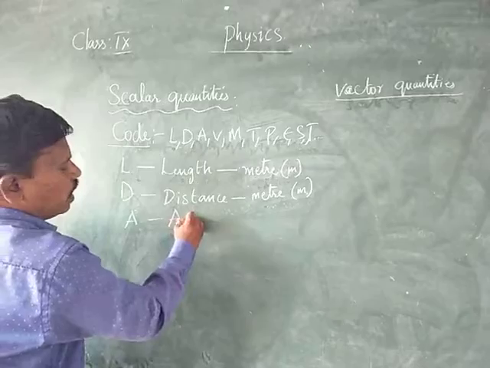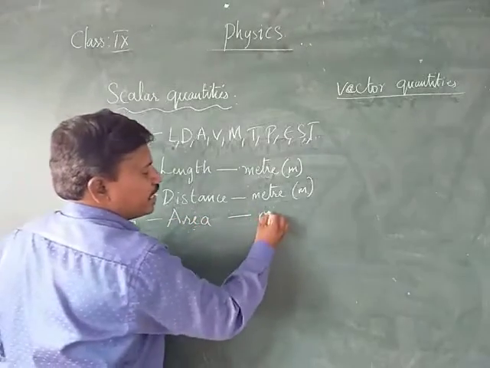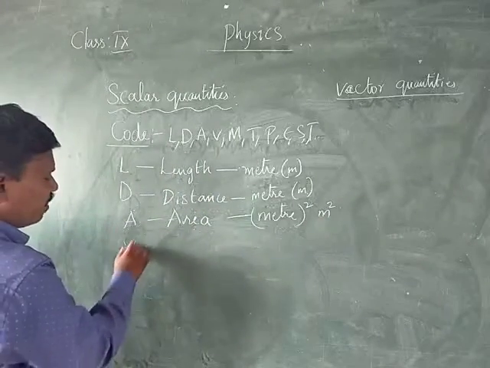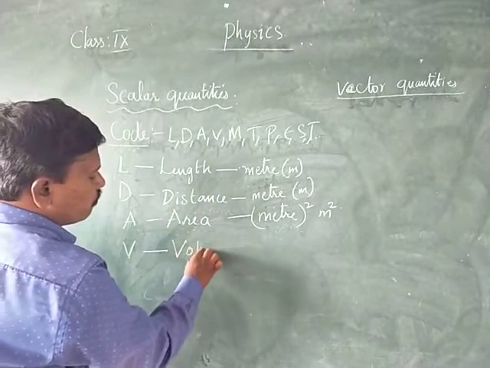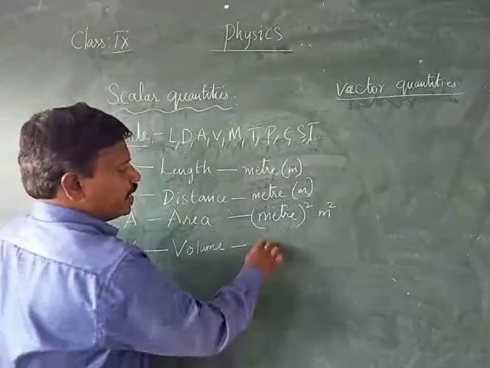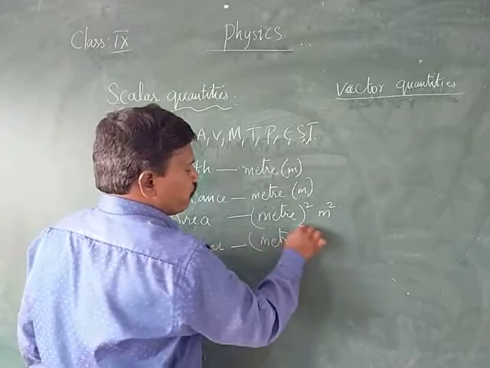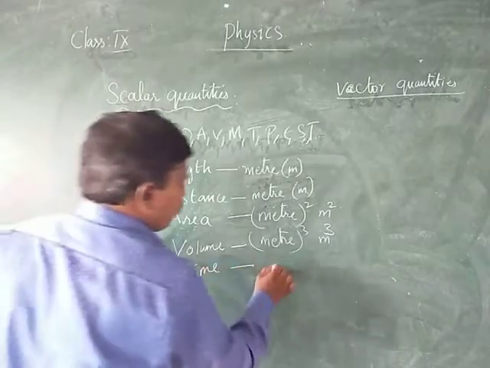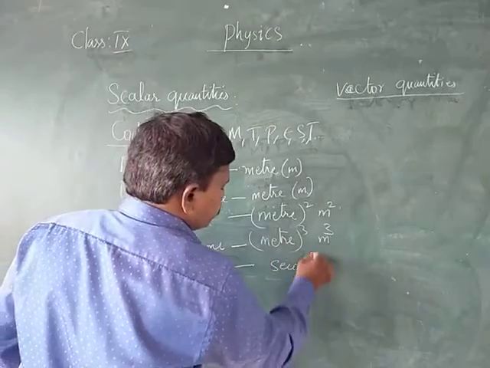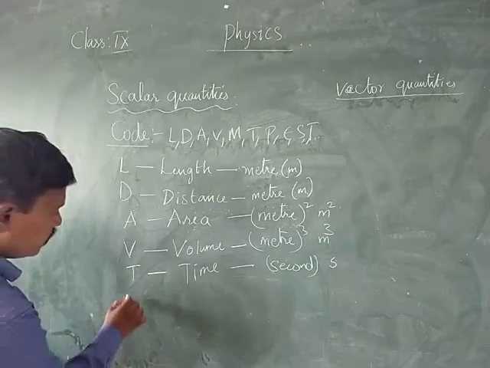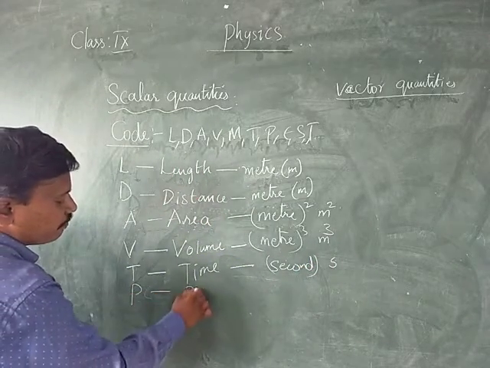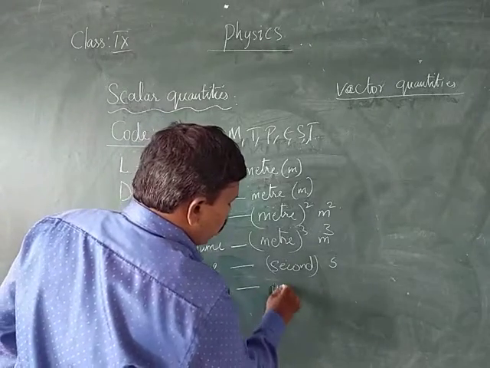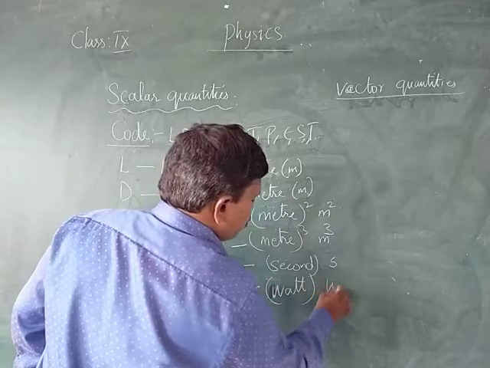A means area. The unit of area is meter square, m squared. In the same way, V, volume. What is the unit of volume? Meter cube. T, time. The unit is second. P, power. The unit of power is watt, W.